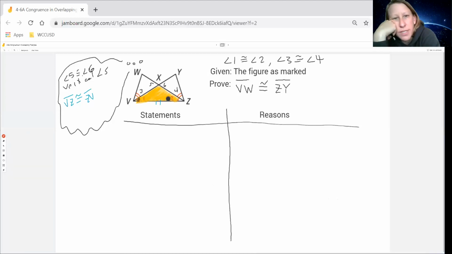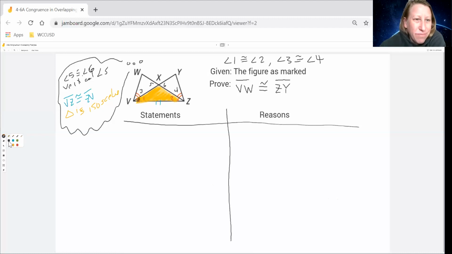What kind of triangle is that yellow triangle? Anyone know? Well, these two angles are the same. So what kind of triangle is it? Nice. All right, that's pretty much the key to this proof, is noticing that this triangle in here is isosceles. It's isosceles not because it has marks on it. It's isosceles because these base angles are congruent.